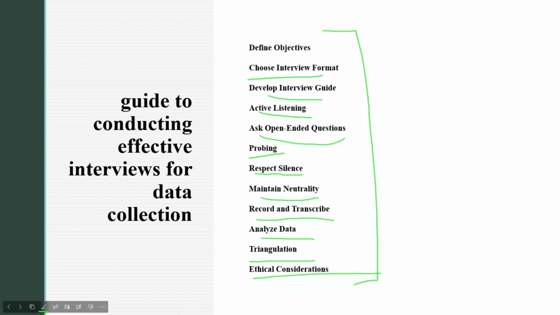So by following all these steps and techniques in an interview, a researcher can conduct an effective interview for their data collection, and they can gather valuable insight and perspective to inform their research findings and contribute to the knowledge in their field.